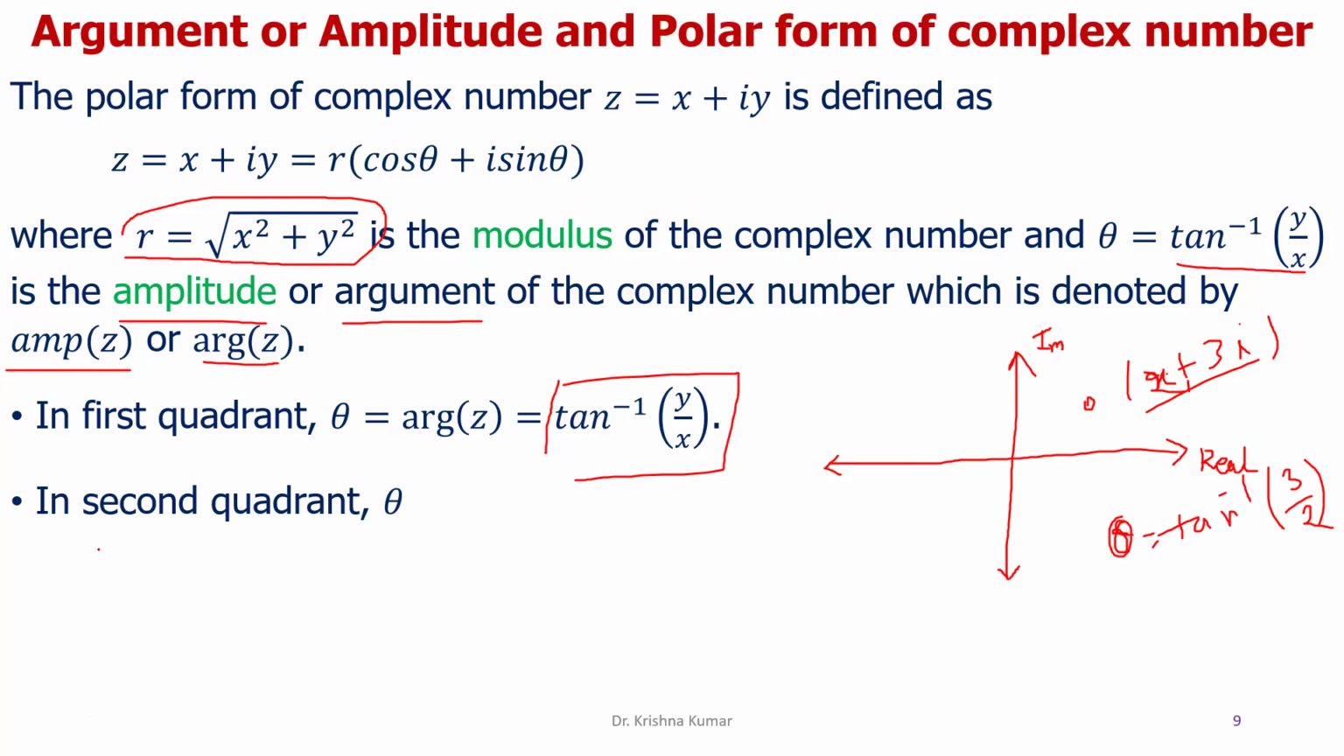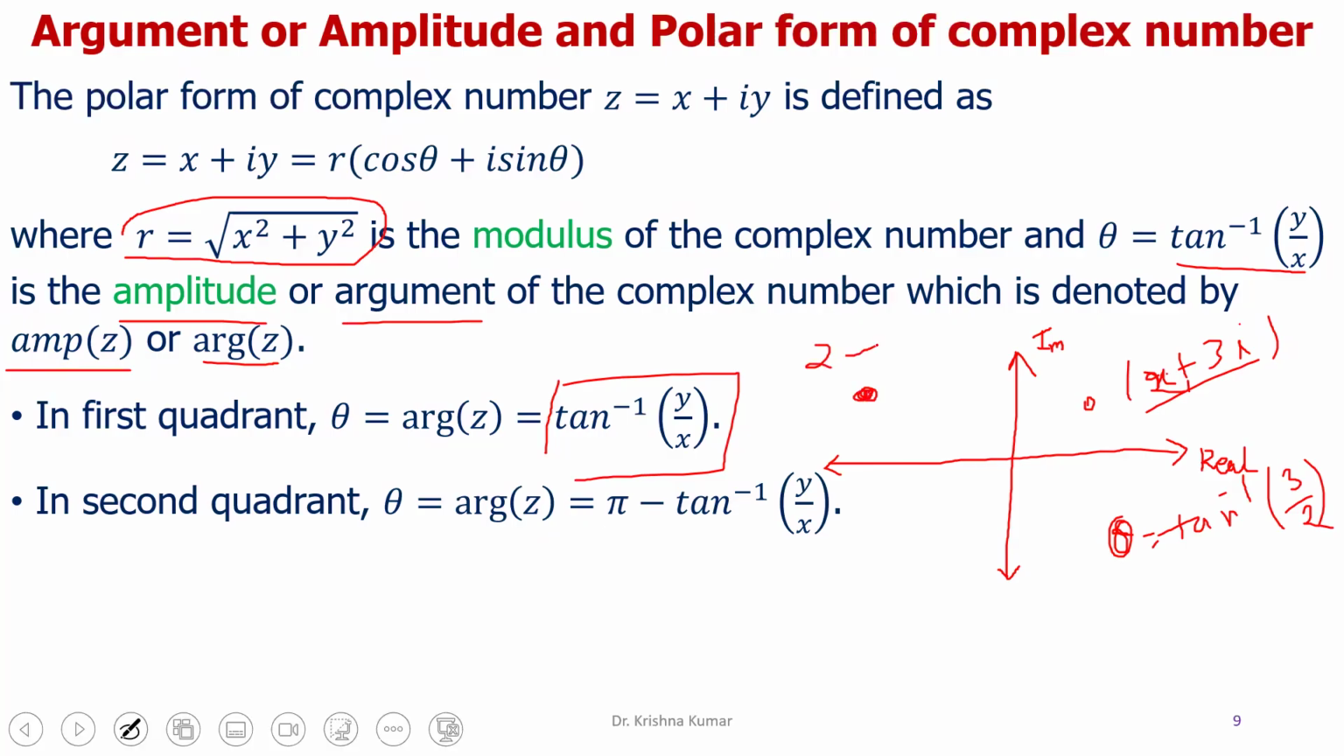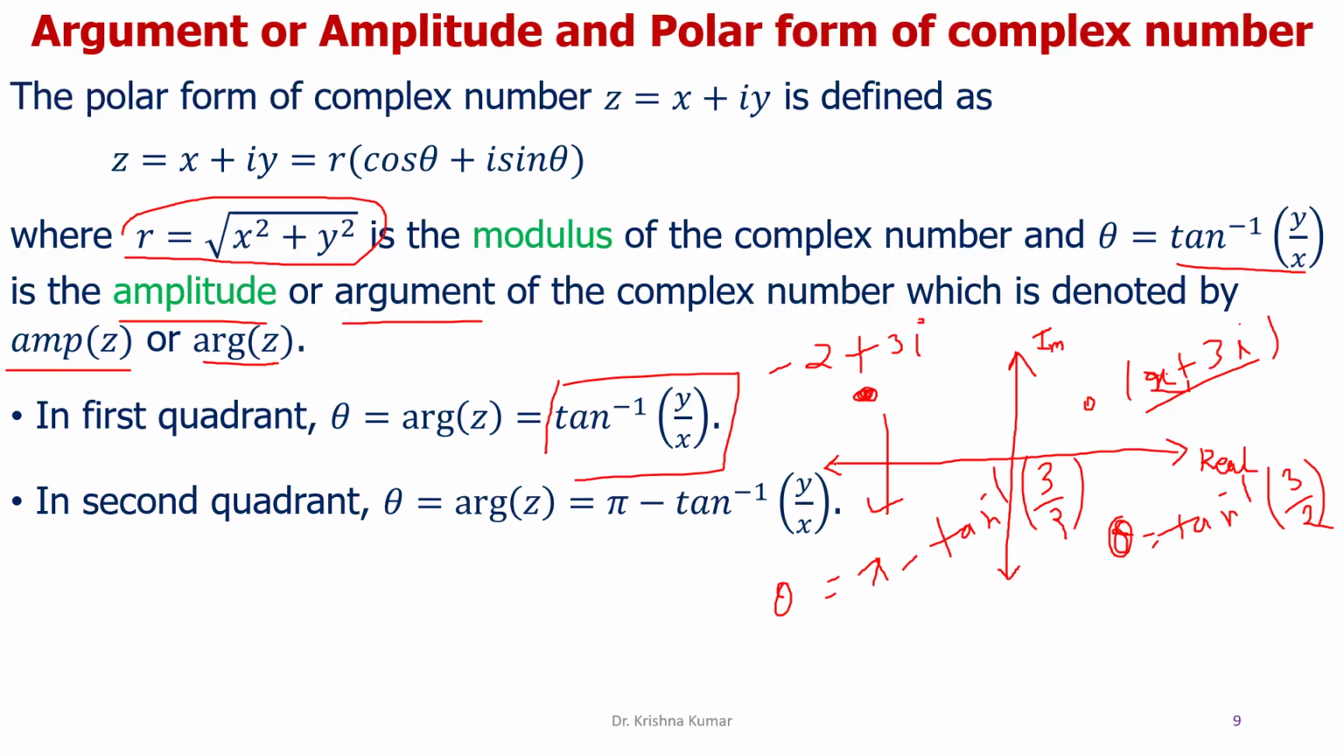Similarly, in the second quadrant, theta is equal to argument of z, which is given by pi minus tan inverse of y by x. So now, if any number lies in the second quadrant, suppose it is minus 2 plus 3i, its argument is given by theta is equal to pi minus tan inverse of 3 by 2. So this is called argument of the complex number in the second quadrant.